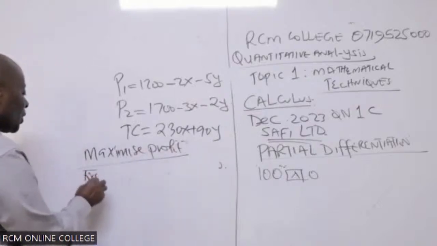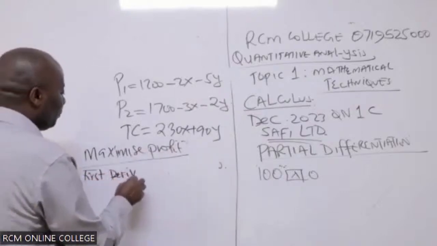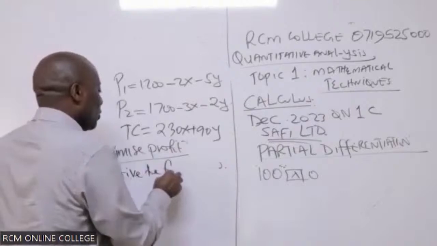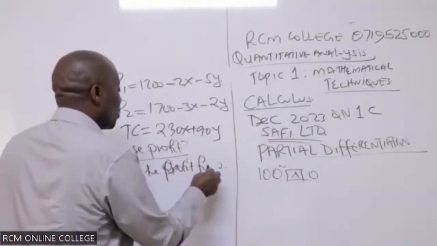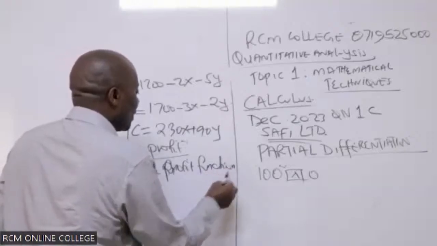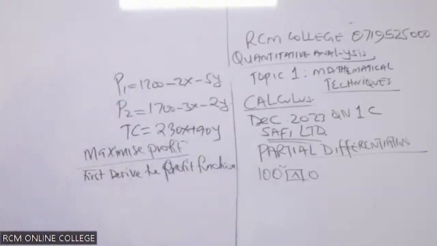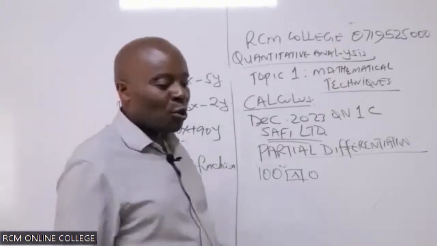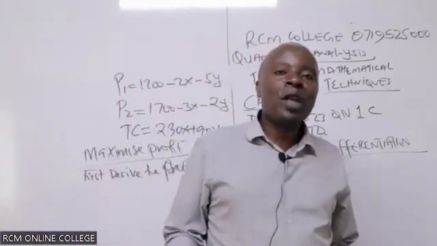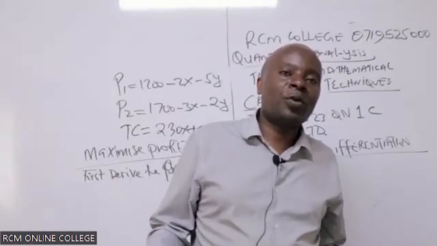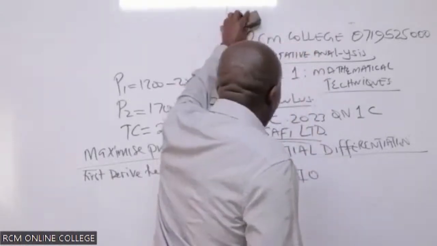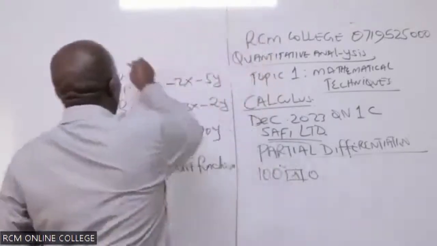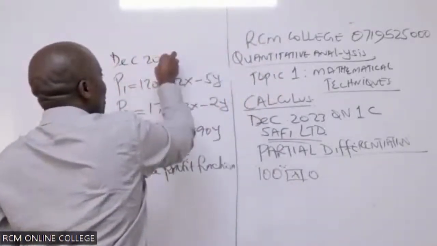First, derive the profit function. Derive whatever they want you to maximize. Because they want me to maximize profit, the very first thing that I will do is to look for that function that they want me to get, which is profit. We are very lucky, ladies and gentlemen, because we know one fact. The question that I'm doing is December 2023 question number 1C.